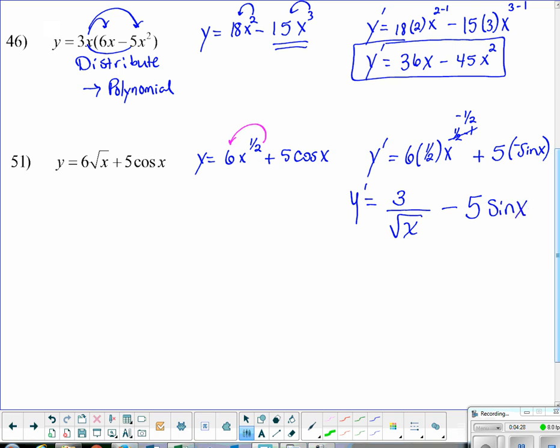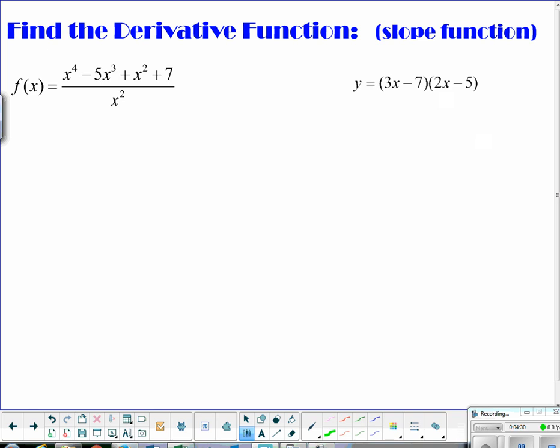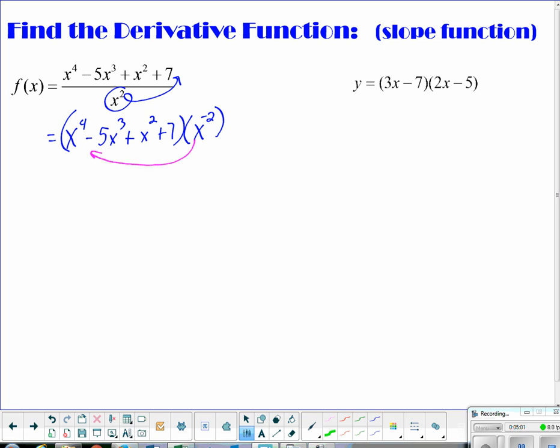A little more difficult. How would you do this problem? Well, it looks complicated. What I notice is I have a rational function, and everything has an x squared underneath it. Well, I could rewrite this as x to the 4th minus 5x cubed plus x squared plus 7, all multiplied by x to the negative 2 by bringing this up to the top. Then my next step I would choose to do is to distribute this to all four terms.